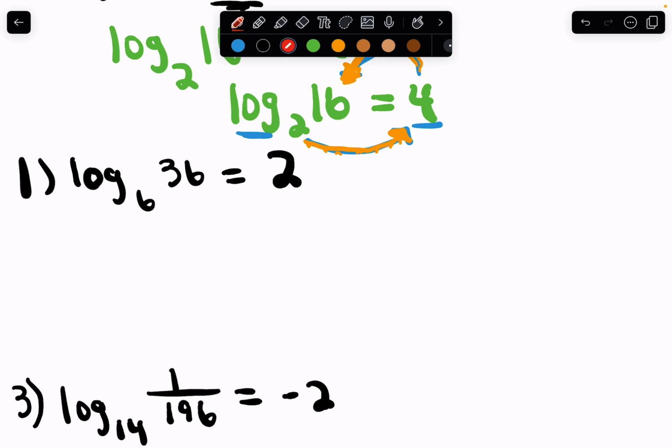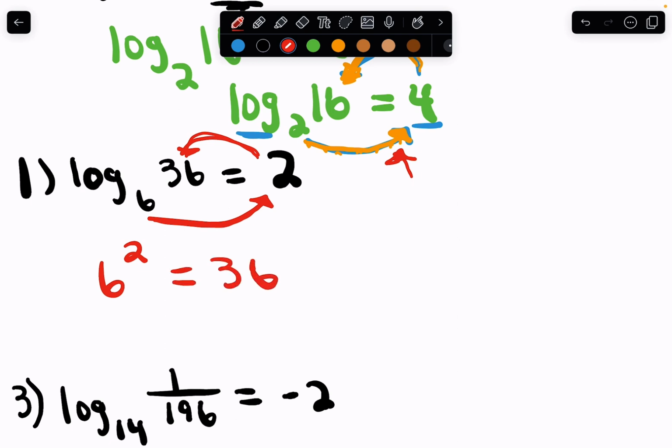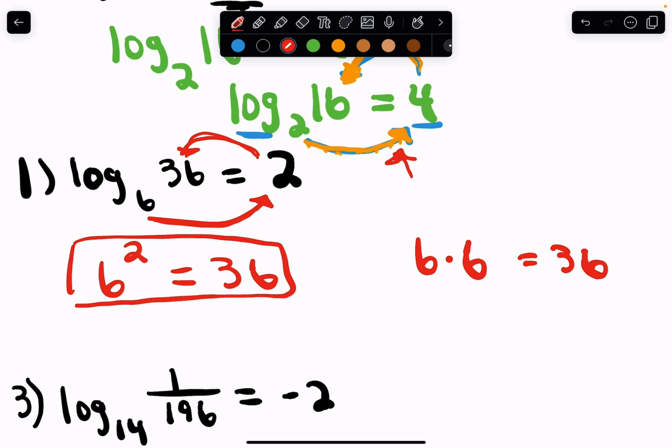Now we can use this for our first question here, and it asks us to rewrite each equation in exponential form. So in this case, if we use our little model here, we can say 6 to the 2nd power is going to give us 36, excuse me, sorry. 6 to the 2nd power is going to give us 36. So we have 6 to the 2nd power equals 36. And we know this because 6 times 6 equals 36. So that's our answer right here.